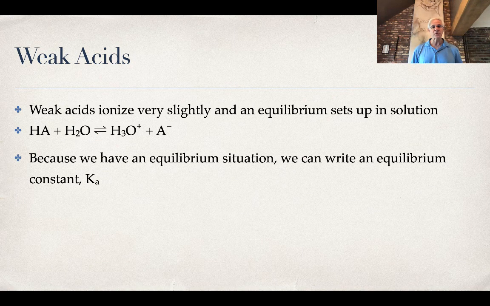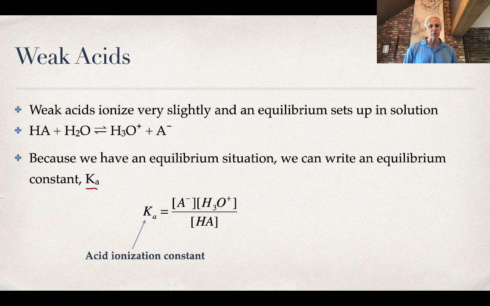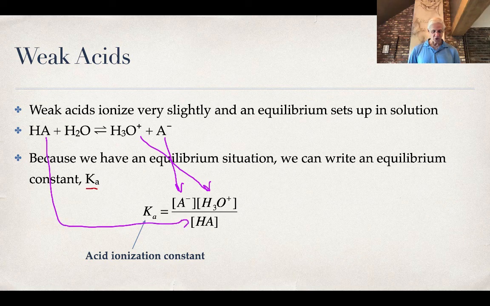Notice that we have our double arrow here, indicating that we have an equilibrium going in a forward and reverse direction. Now, because we have an equilibrium situation, we can write an equilibrium constant, and we have a special symbol for an equilibrium constant involving a weak acid, and it is Ka. Now, the a doesn't really mean anything. This is still an equilibrium constant. We still write it as products over reactants. The little a just tells us that this is an acid dissociation constant. It just says that we have an acid reacting with water, and it's giving us H3O plus and the conjugate base of that acid. So we still write products over reactants, like I mentioned. Here we have our A minus, our H3O plus, and our HA.